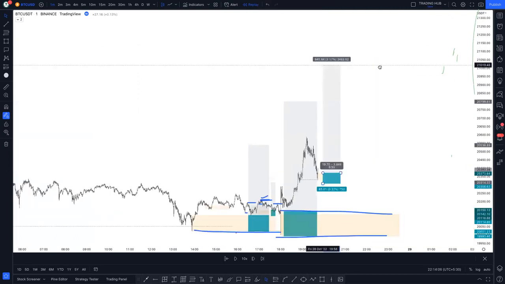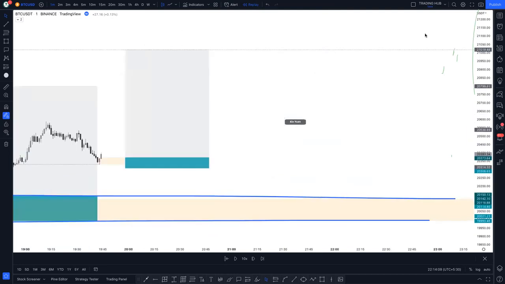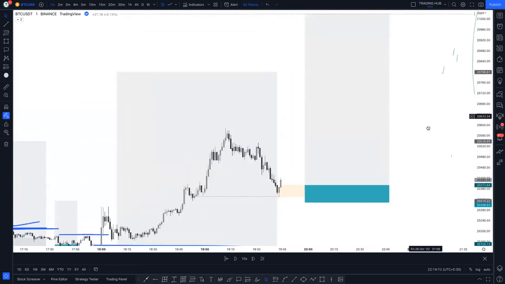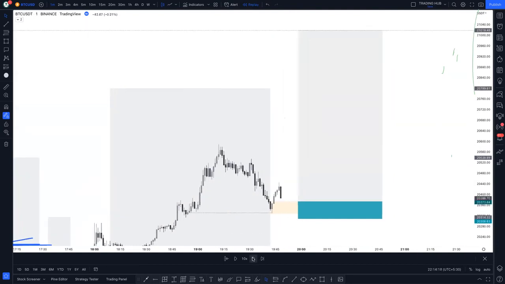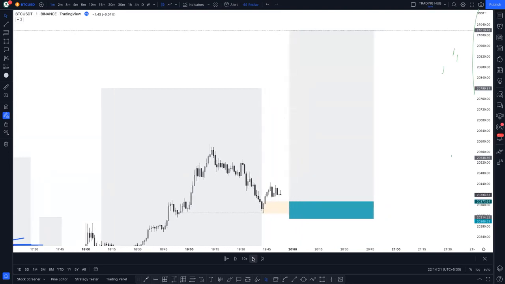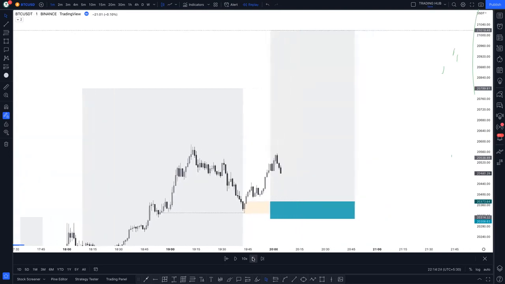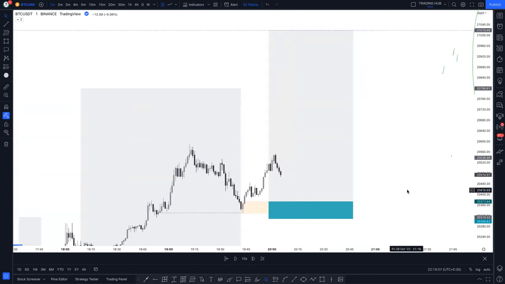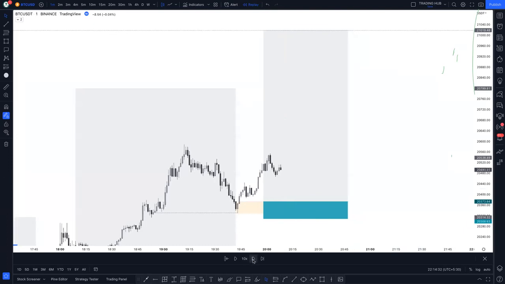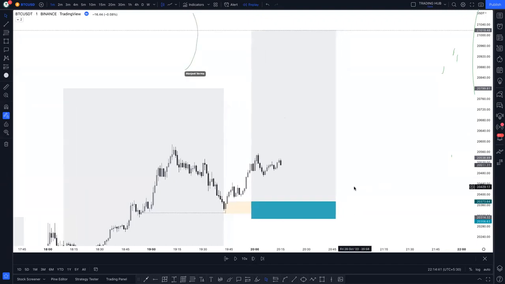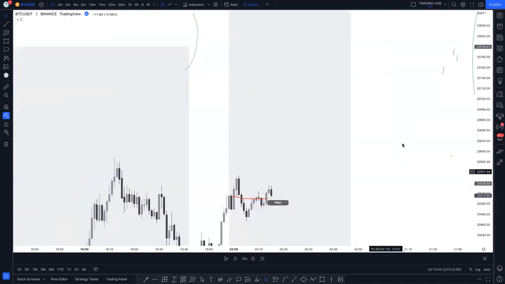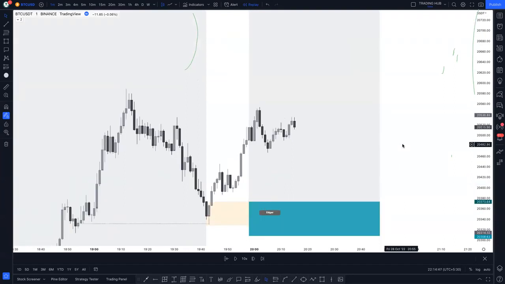And this is the target, which is the previous day high. Okay, not tapped here. So now where is the next entry? In this case, where is the next entry here?